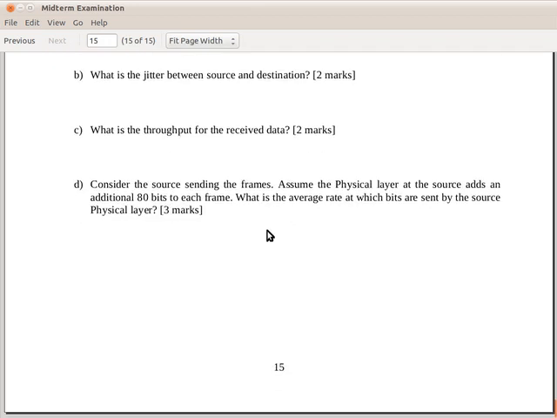And the last question is, I think, coming back to one of our first or second lectures: what happens when we introduce headers? We have some overhead, and being able to calculate that is important. Jitter we did not cover.